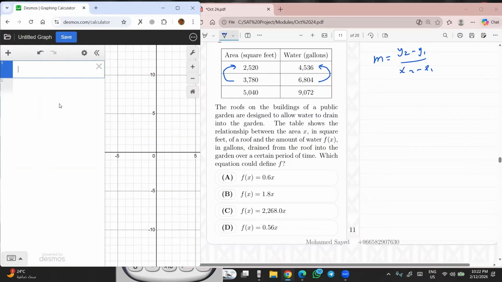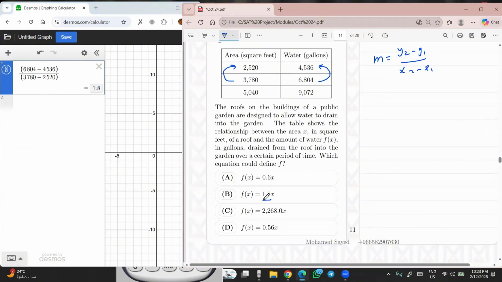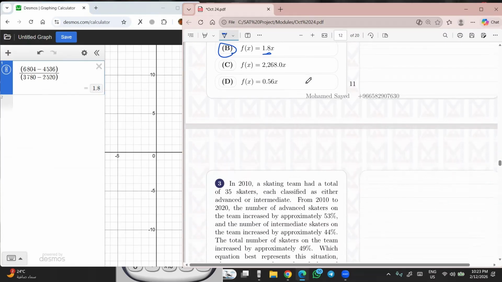Make a fraction bar and write something like this over this. We can make a fraction bar and get the slope by subtracting 6804 minus 4536. And be careful about the order. If we start from down to up, start always from down to up. 3780 minus 2520. And you get the answer as 1.8. So the slope is 1.8, which is mentioned here in letter B. That's the easy method to use. Of course, it's not recommended to use manual method for this question.